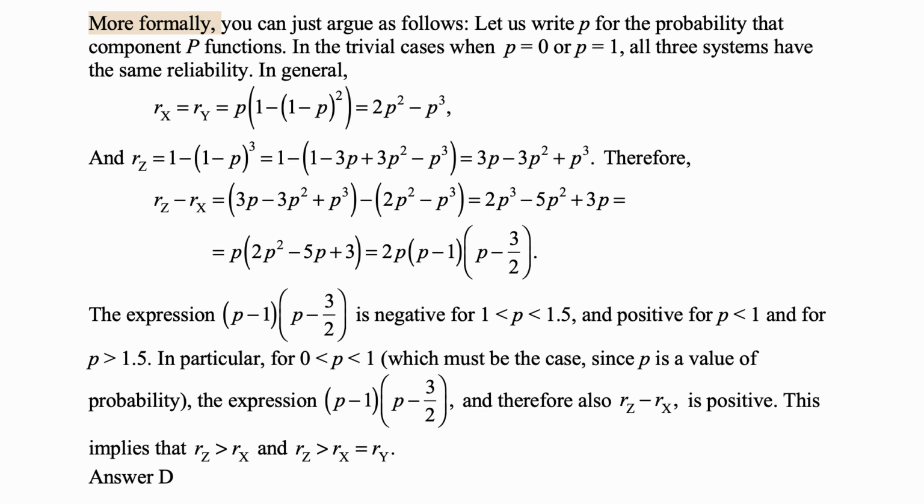So Rz minus Rx is positive, and this implies that Rz is more than Rx, and Rz is greater than Ry as well. Rz is more than Rx, and Rx is equal to Ry. And that's answer D again, which you could just guess by looking at the graph.